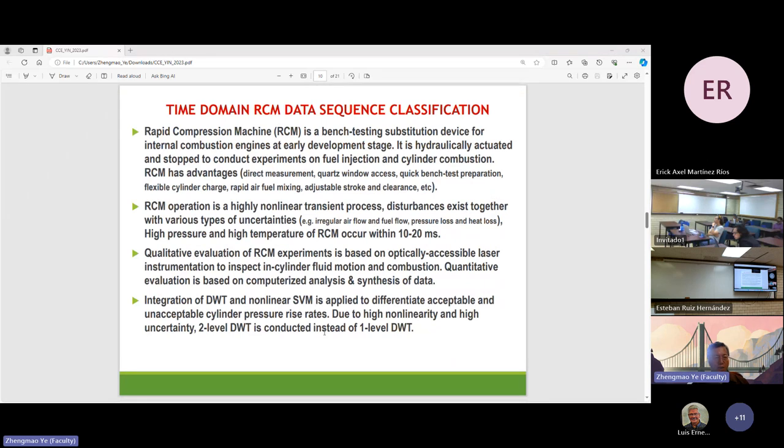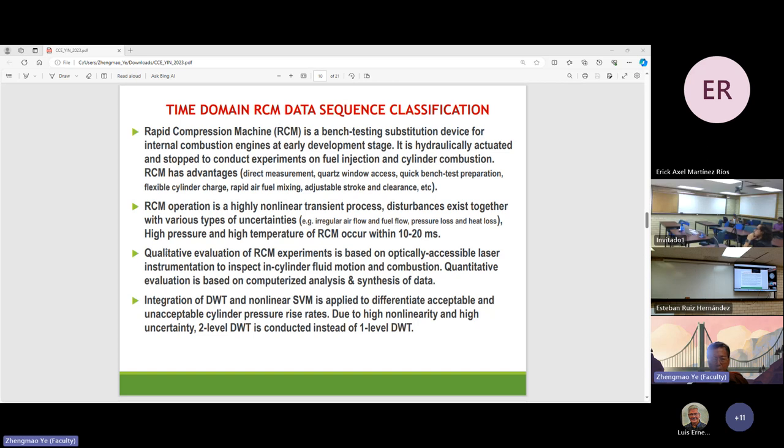So the first case study is about the time domain RCM data sequence classification. Rapid compression machine is a bench testing substitution device for internal combustion engines at the earlier development stage. It is basically hydraulically actuated and stopped to conduct experiments on fuel injection and also on cylinder combustion. It has so many advantages, like the direct measurement, adjustable stroke, and clearance. RCM operation is a highly nonlinear transient process. Disturbance exists together with various types of uncertainties.